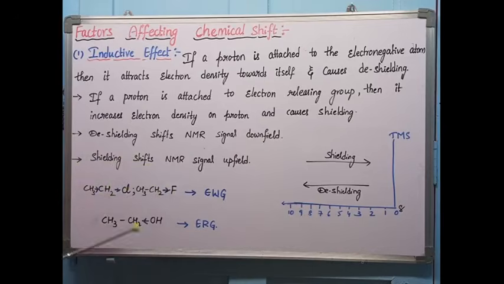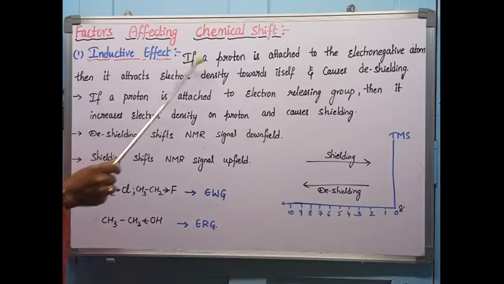Okay, so if electrons are donated towards a carbon chain, for example, in case of the OH group, oxygen donates electrons towards the carbon chain, then oxygen gets a partial positive charge and this carbon gets a partial negative charge. So because of this, electron density on this carbon and protons increases. Then it is called plus I effect. So electron releasing groups cause plus I effect, electron withdrawing groups cause minus I effect.